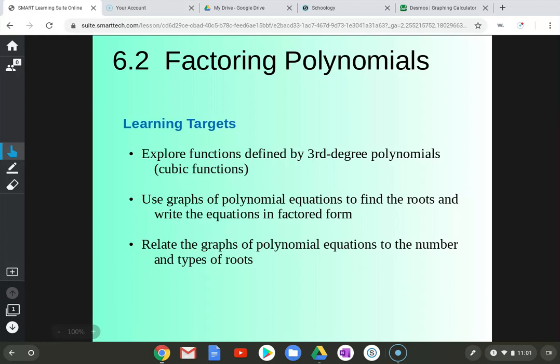Right, good morning, everyone. We're doing section 6.2 today. 6.2 is called factoring polynomials. I would rather we think of it as learning how to write polynomials in factored form and then move from factored form into their general form. But anyway, the name of this lesson is factoring polynomials. We're in section 6.2.